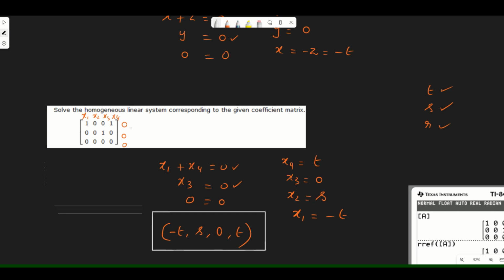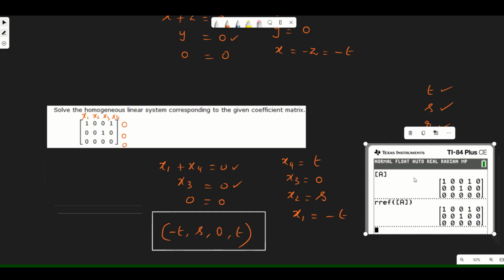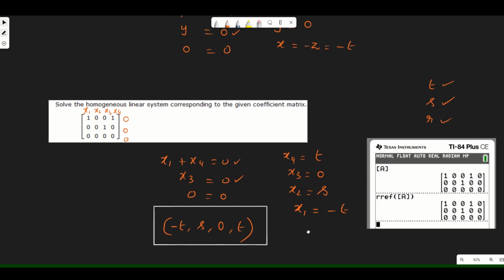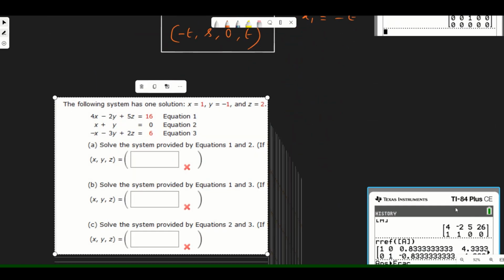You can also plug in those values in your graphing calculator, try to find the reduced row echelon form of it and do it. Since the coefficients are just 1, 1, 1, no need to make use of the graphing calculator. Let us see this type of equations here.